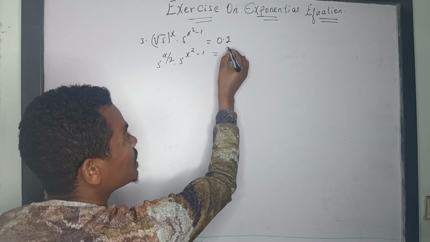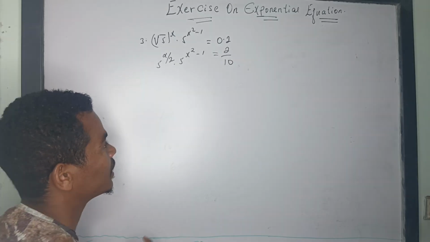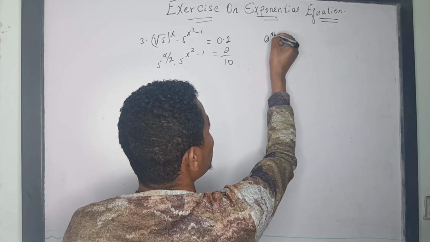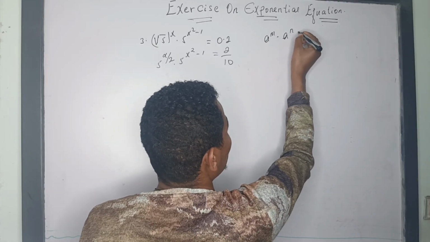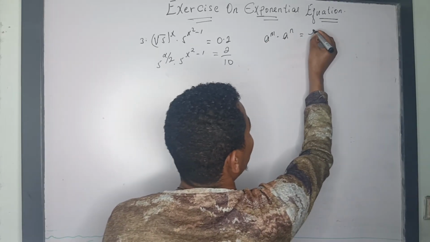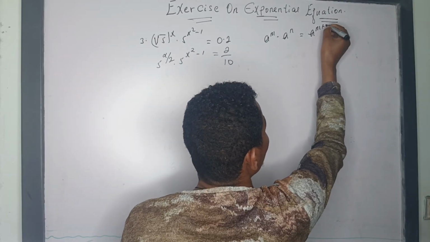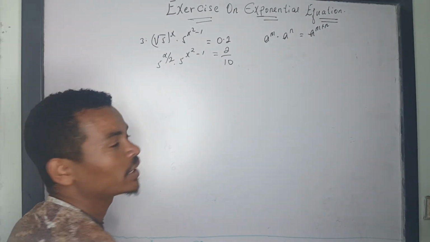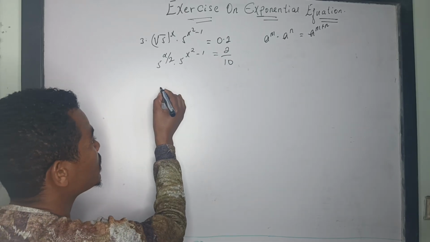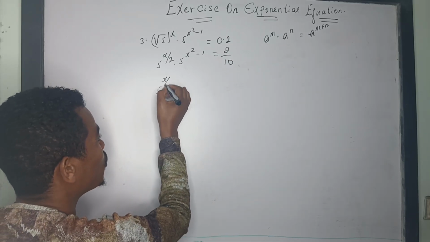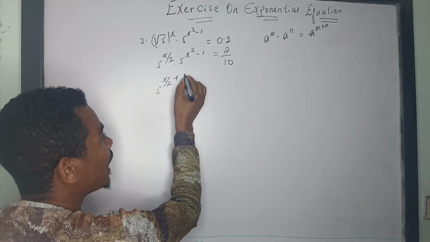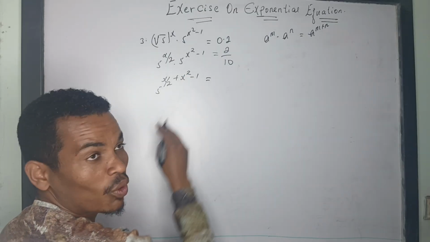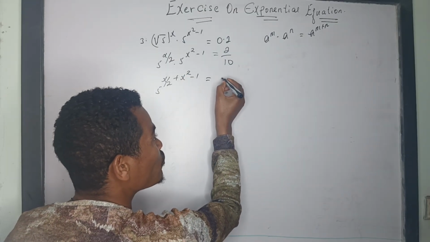It's the same with 2 over 10. They have the same base, that is a to the power of m times a to the power of n, which becomes a to the power of m plus n. When the bases are the same, we add the exponents. So this is the same as 5 to the power of x over 2 plus x squared minus 1. This is equal to 2 over 10, which is the same as 1 over 5, right?